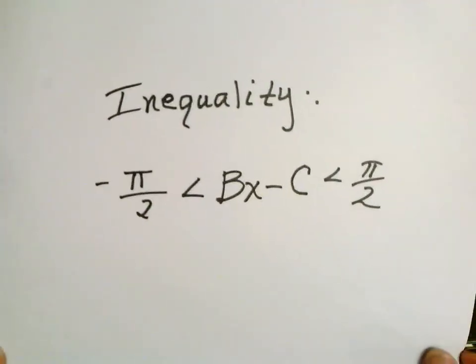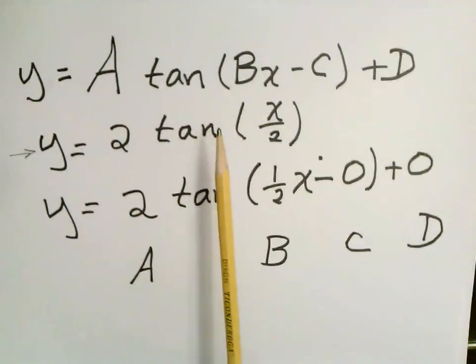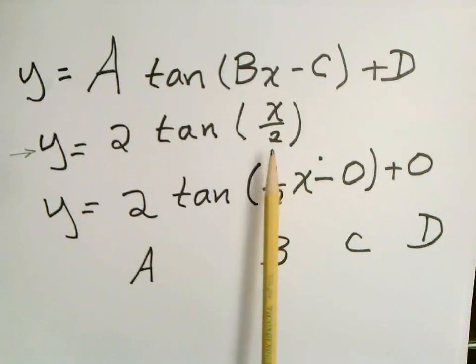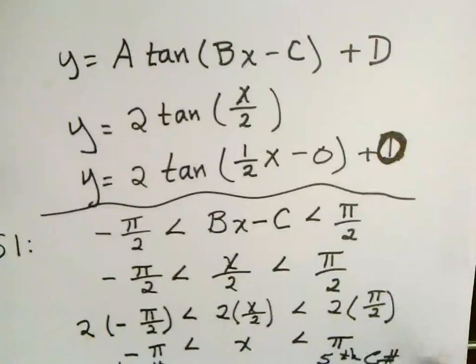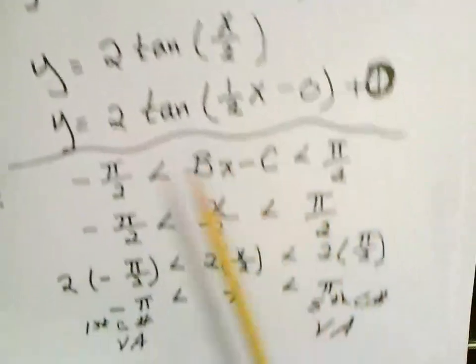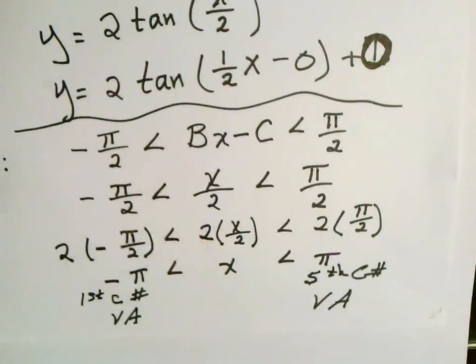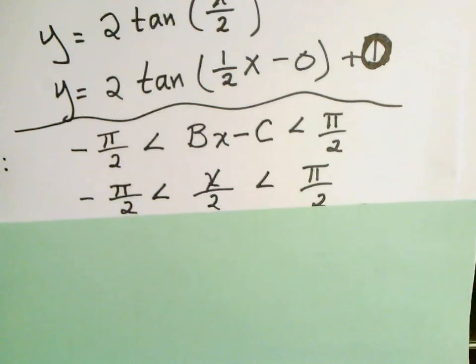Here is our inequality again with our endpoints. And here's the general equation. Here's the equation that we're graphing. The a is 2, the b is a half, the c is 0, and the d is 0. This is the very same thing, and again, this d should be a 0. So here we're going to have our inequality. We're going to replace it with the b minus c.